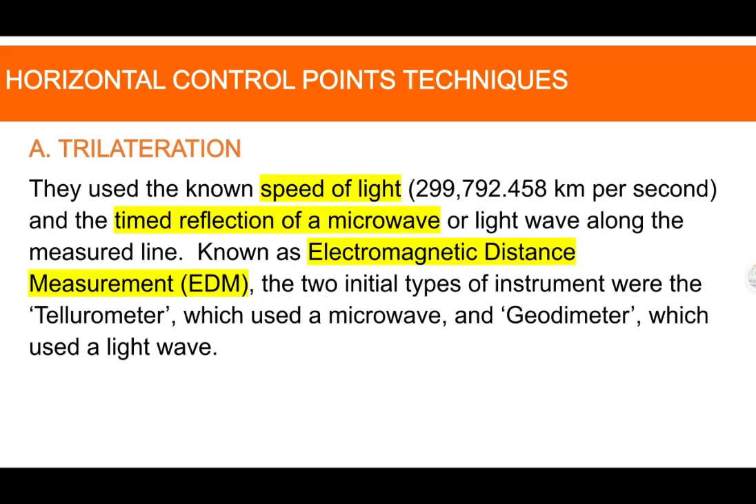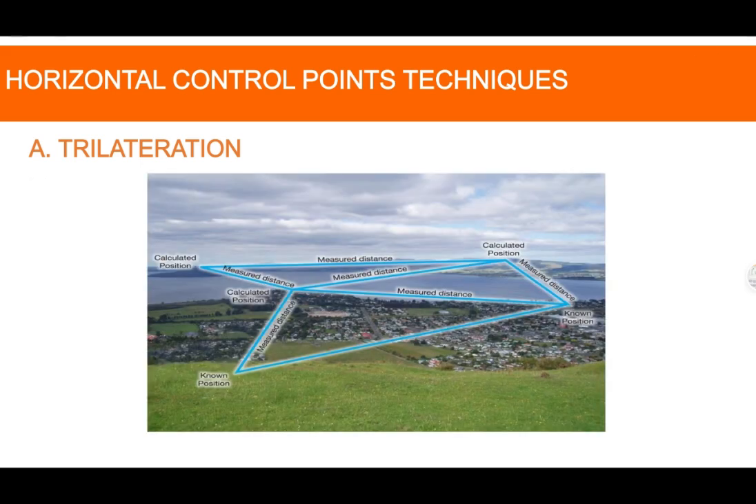Another horizontal control point technique is trilateration. They use the known speed of light, which is 299,792.458 kilometers per second, and the time reflection of a microwave or light wave along the measured line. This is known as electromagnetic distance measurement. Here we have the illustration of trilateration. We have calculated positions, known points, and then of course the measured distances of each of the lines.